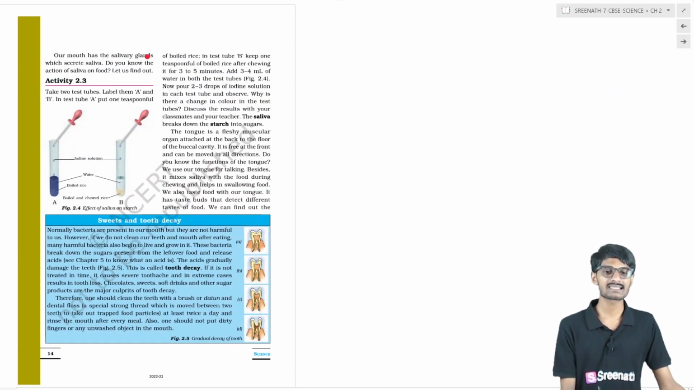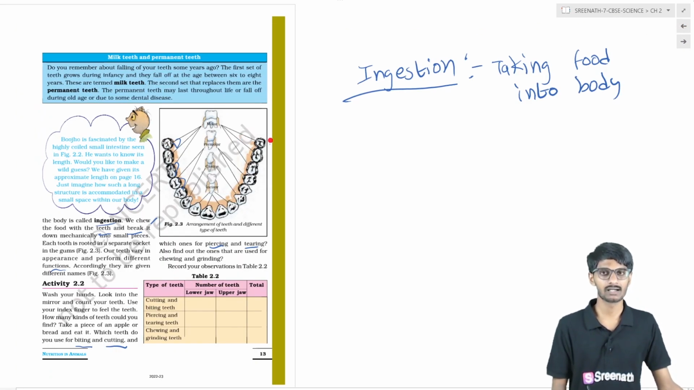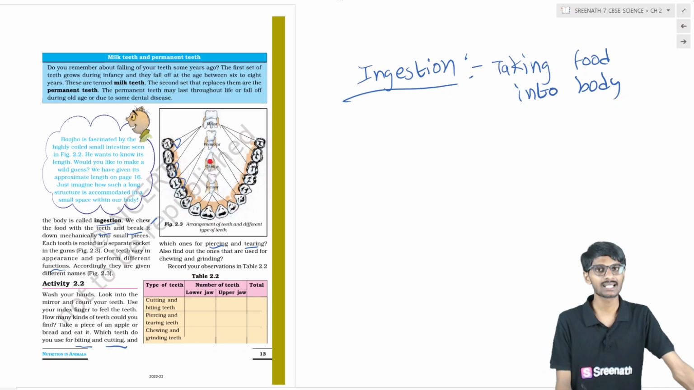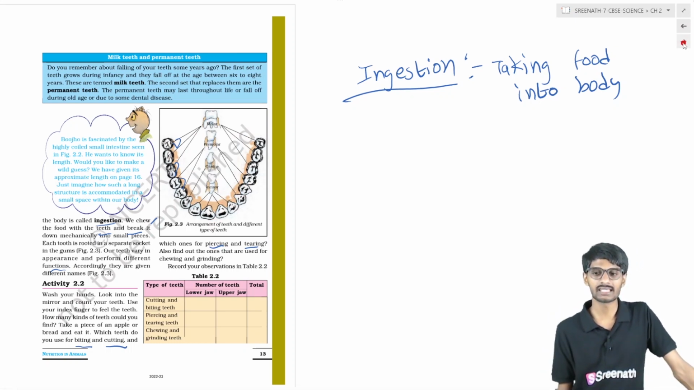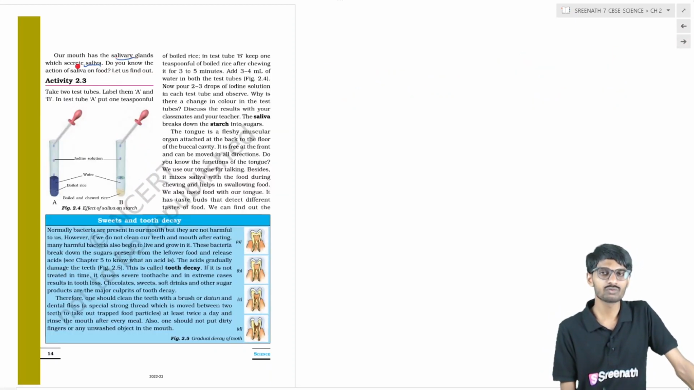Our mouth has salivary glands which secrete saliva. In the buccal cavity, along with the teeth, we have the tongue and the salivary glands, which secrete saliva. With the help of saliva we break down the food.